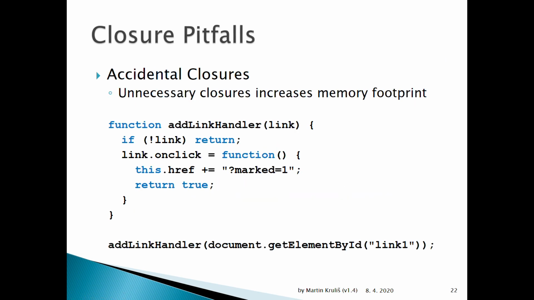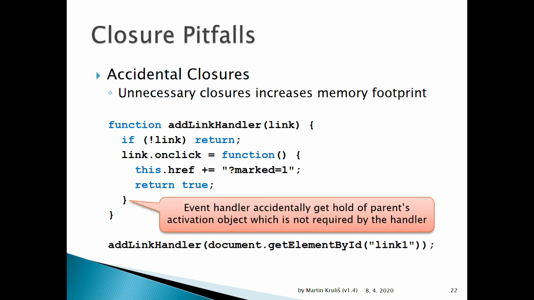Another pitfall is called accidental closure. It's a case when you create a closure but you don't really intend to, you don't really need to, and these closures may increase your memory footprint. In this scenario, we have a function called addLinkHandler, and this augments a given link, so it's expected to be given a hyperlink, and it attaches a new event handler to this particular link. A new function is created over here which just augments the link, and that's it. So seemingly this seems perfectly fine.